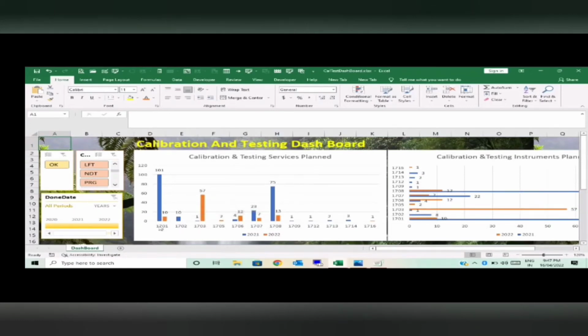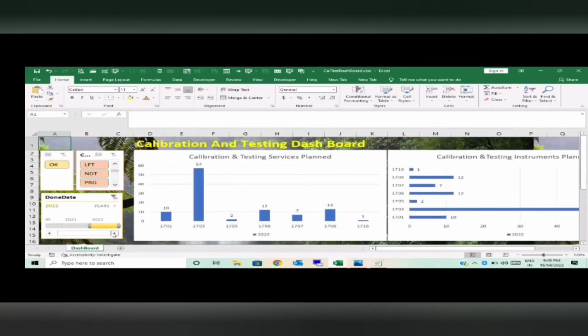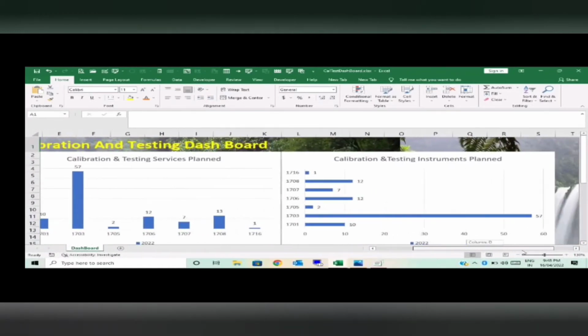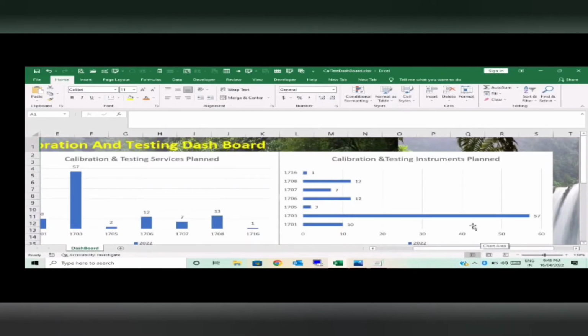Now friends, I want to see when it is going to be due. Now it is showing me, okay, correct? If I press, see, everything is okay. Now I am only showing you 2022. So this much area has this much calibration services. This is one thing. Now this is the services plan. This is the instrument plan. Please understand.